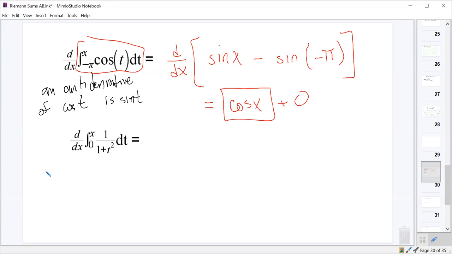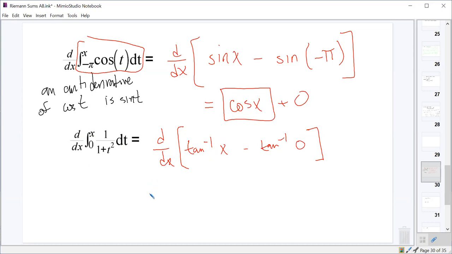So let's think about this one. Now we should know what the antiderivative function is of this, because we should know a function that when we take its derivative, we get this. Anybody know that function off the top of their head? You should. Inverse tangent. Yep. So we could write it out this way, and I'm going to, but we don't need to. It's inverse tangent evaluated at x minus inverse tangent evaluated at 0.